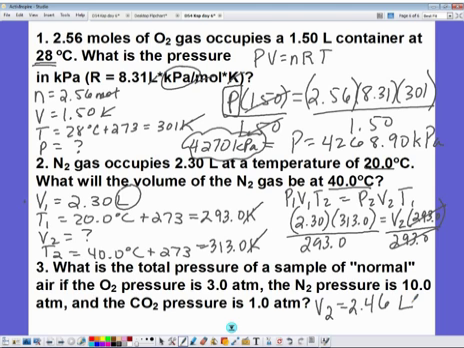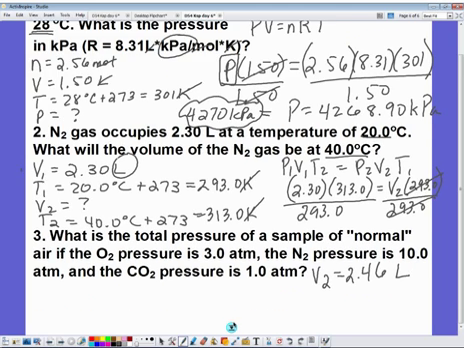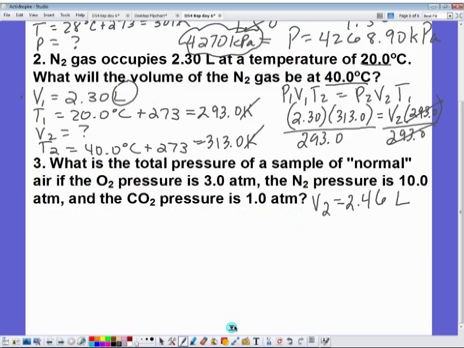Okay. The last one's the new gas law that we just learned the other day. All right, so let me grab that eraser so that's not in the way. 2.46 liters is what that volume was.